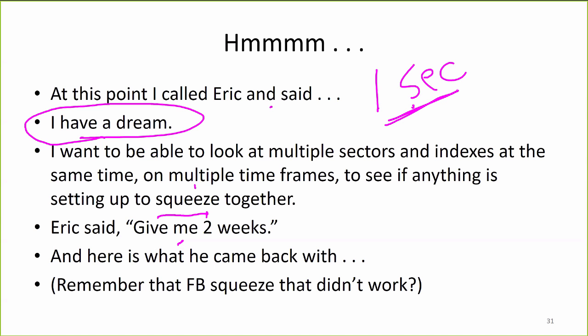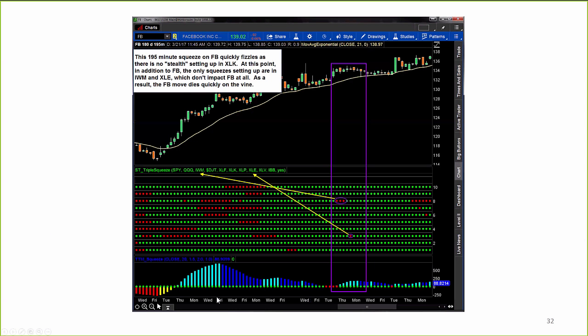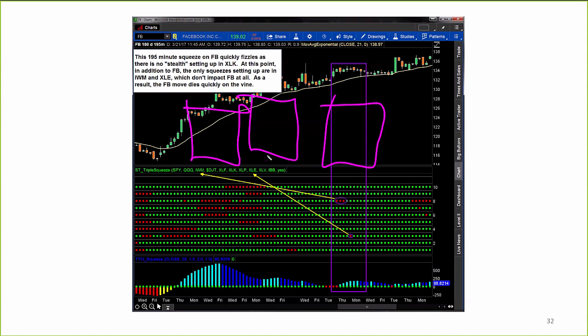So remember that Facebook squeeze that didn't really work. Boom. So now this gets super exciting. If you remember before, I'm looking at all these different charts and trying to see, okay, are there squeezes here? Are there squeezes here? Are there squeezes here? So Eric is like, well, how about this? Instead of looking at 3 charts, how'd you like to look at 10 and just have all the squeezes piled on top of each other? And I was like, oh my God, that'd be amazing.